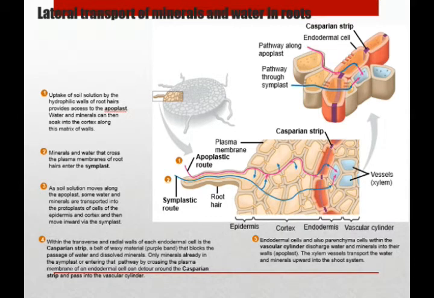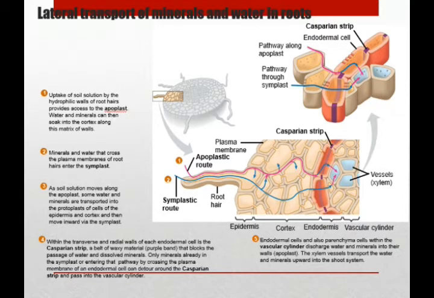As soil solution moves along the apoplast, some water and minerals are transported into the protoplast of the cells of the epidermis and the cortex, and they're moving via the symplast, meaning that they are moving from cytoplasm to cytoplasm. Within the transverse and radial walls of the endodermal cells is the Casparian strip, a belt of waxy material which blocks the passage of water and dissolved minerals.